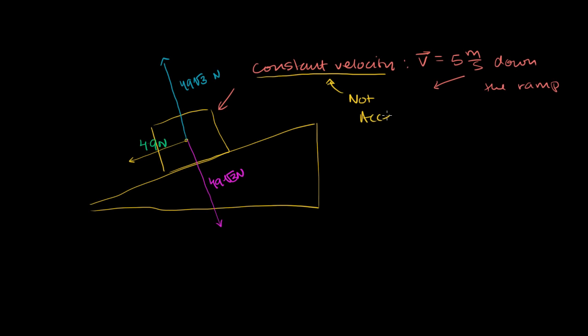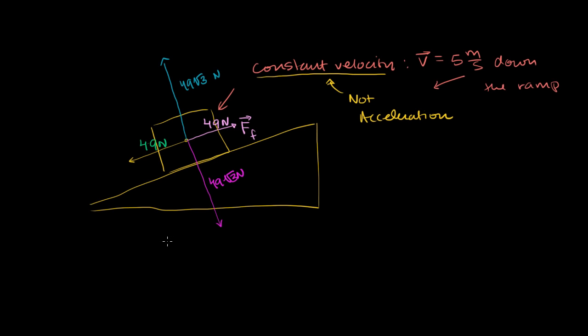Not accelerating here. So if you're not accelerating in that direction, that means that the force in that direction must be balanced. So there must be some force acting in the exactly opposite direction that keeps this thing from accelerating downwards. And so it must be exactly 49 newtons in the opposite direction. And as you can imagine, this is the force of friction.